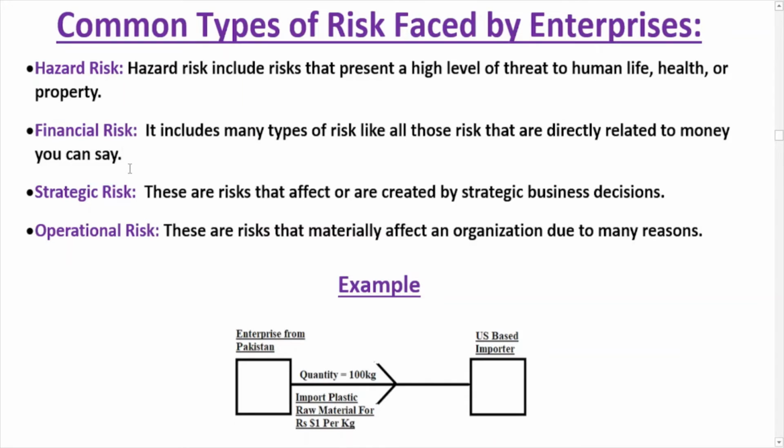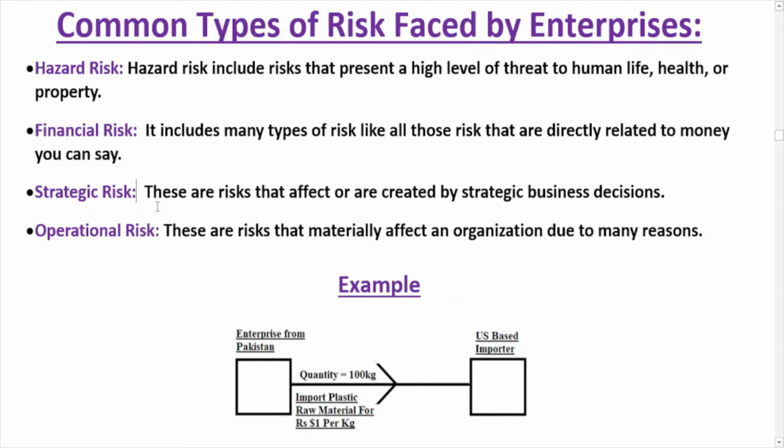Now back to our types of enterprise risk. Then we have strategic risk. These are risks that affect or are created by strategic business decisions. Like the example for this will be any decision that is not taken through fully assessing or analyzing.